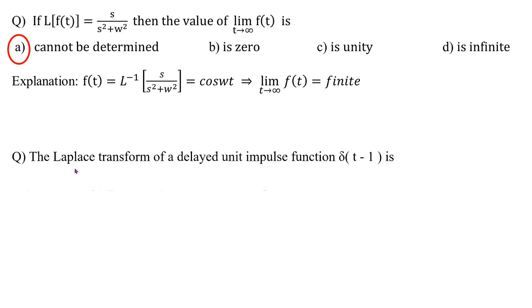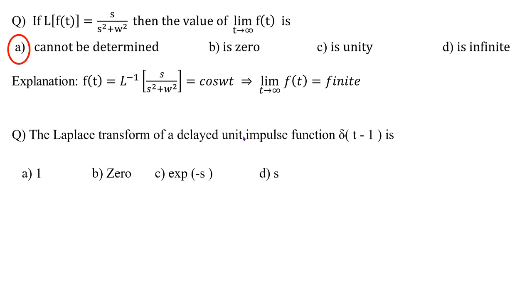Let us have the next question. The Laplace transform of the delayed unit impulse function delta of t minus 1 is required. So we will simply use the formula of Laplace of delta of t minus a. L of delta of t minus a is what? e raised to power minus as. So here, if we compare, a is 1, so that is e raised to power minus s. Note the correction here, that it should be Laplace of, okay? So it is e raised to power minus s.